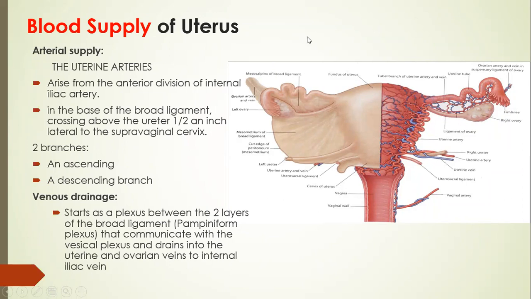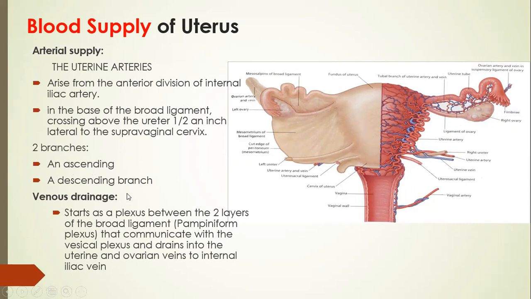The main supply for the uterus is the uterine artery, which arises from the anterior division of the internal iliac artery. In the base of the broad ligament, it crosses over the ureter, half an inch lateral to the supravaginal cervix. There are two branches, an ascending branch and a descending branch. So the ascending branch will anastomose with the ovarian artery, which supplies the ovaries.